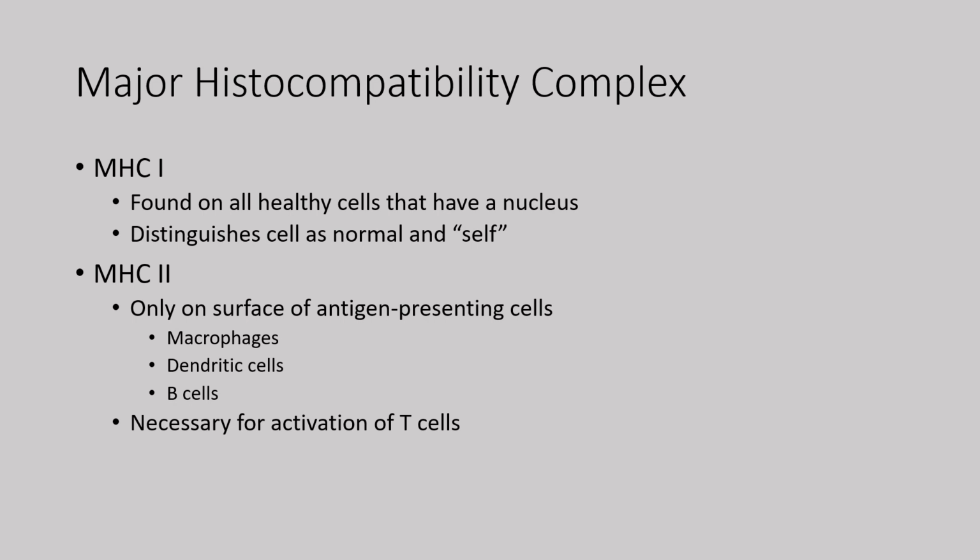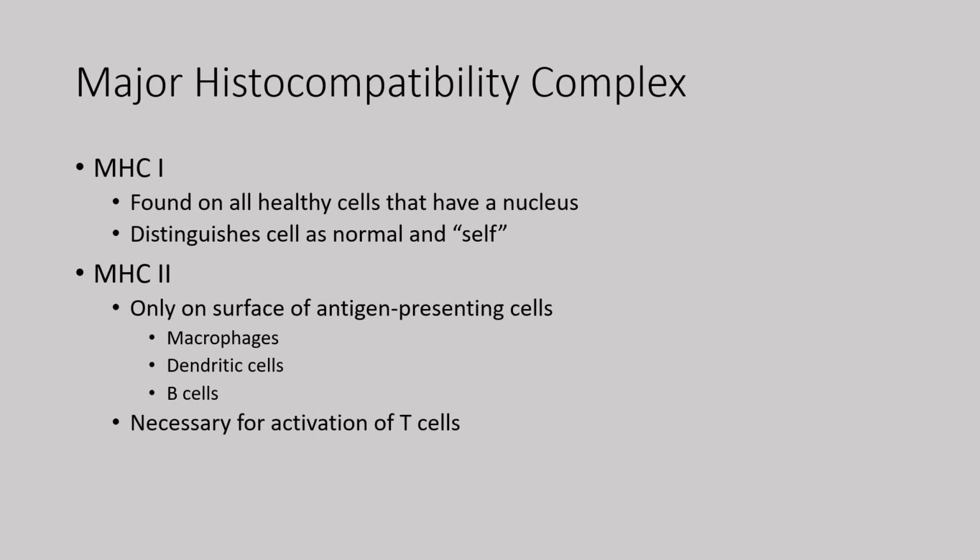It is unique to you. It's a protein that is on the surface of the cell. It distinguishes that cell as normal and is what we call self. A major thing with the immune system is being able to distinguish what is you and what is not you. We refer to that as self versus non-self. So the MHC is the marker that's on the surface of your cells.